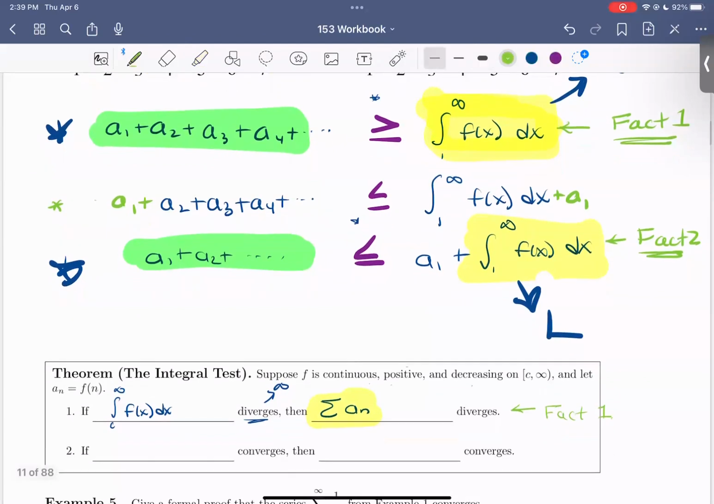And then our second result is the following. If the integral from c to infinity of f of x dx converges, so it means it goes to some finite value, then the infinite series also converges. And this is by fact 2.